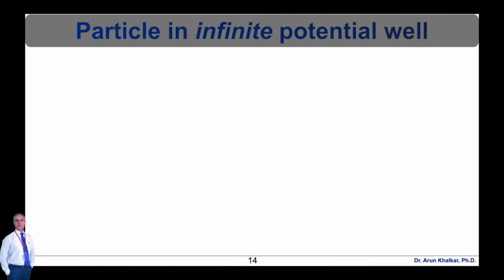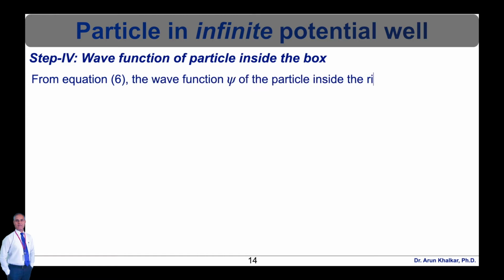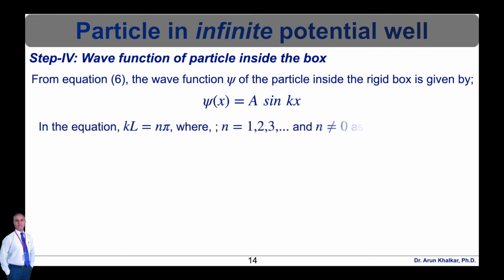Now let's find out the wave function of a particle inside the box. From equation number 6, the wave function psi of the particle inside the rigid box is given by psi of x is equal to capital A into sine of kx. In this equation, kL is equal to n pi, where n is equal to 1, 2, 3 and so on, and n is not equal to 0, as it may lead to k is equal to n pi upon L.